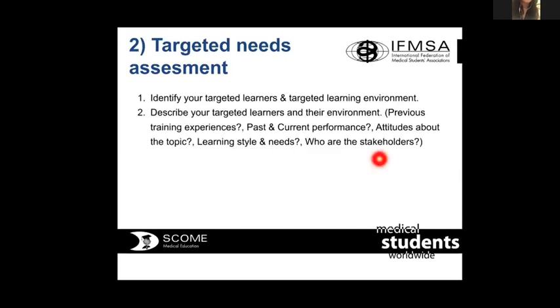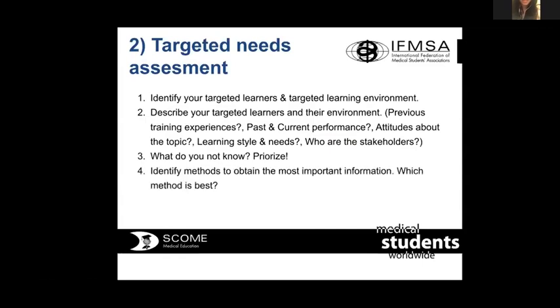First of all, we have to identify targeted learners and the targeted learning environment. For example, I want to do a targeted need assessment for a forensic medicine module in our medical school. I will first identify the targeted learners. In which year do we do this module? Let's say we do it in the first year. What is the targeted learning environment? Do we take this module at the university, in the field, or at the hospital? So I have to identify the learning environment.